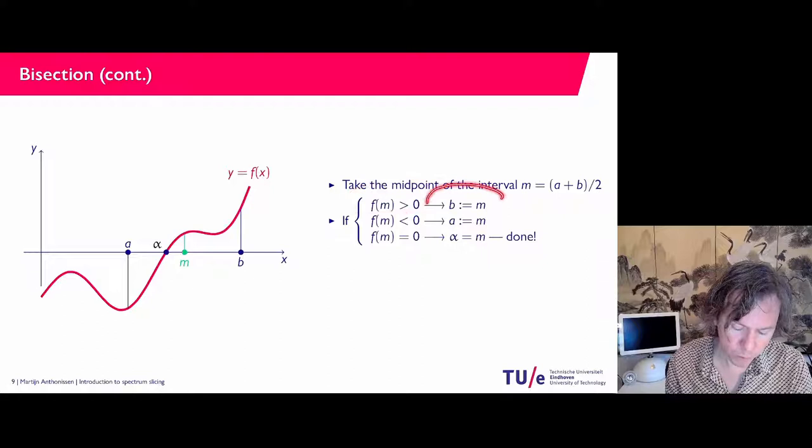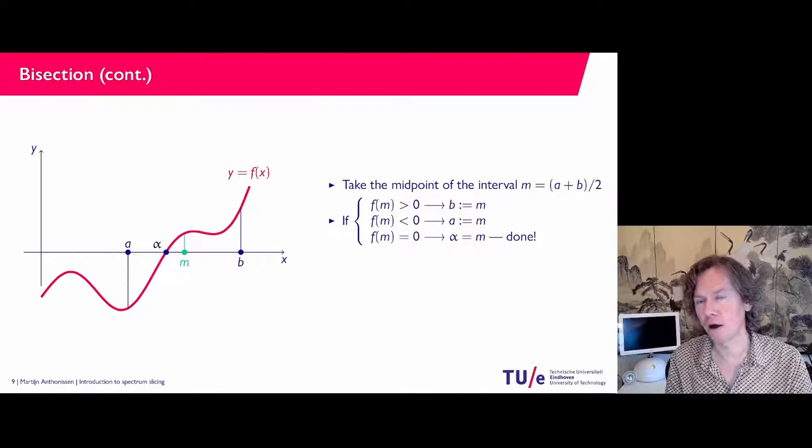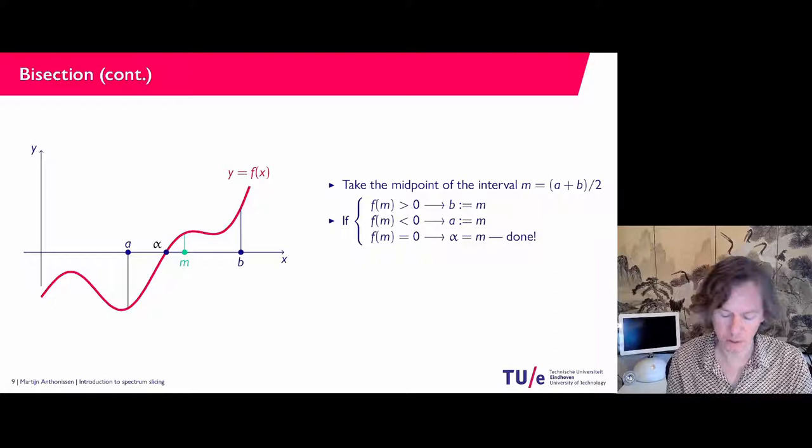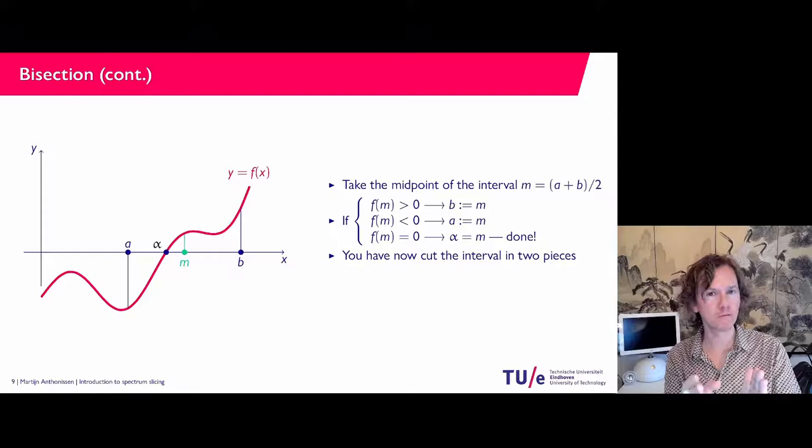If we would have found that the function is negative there, then we shift the other endpoint, we shift A. If by coincidence f of m would equal 0, then you have found the zero of the function and you're done. So what we have now done is cut the interval in 2 pieces, and now we have a smaller interval that still contains the zero, and we just repeat the procedure.